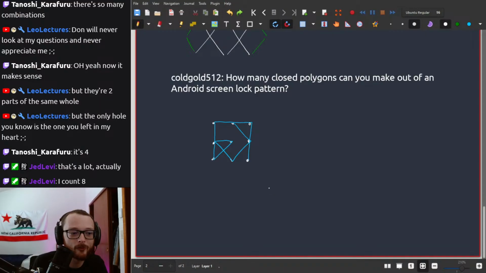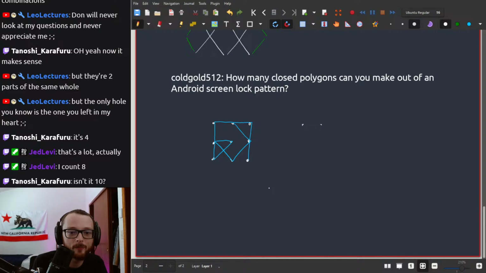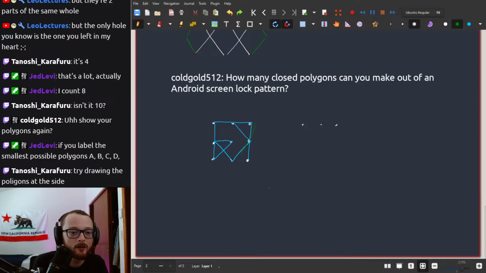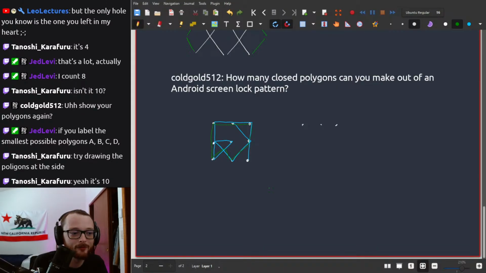I just kind of randomly made those lines too. I wasn't even thinking about it. 10? Maybe. I don't see 10, but it's possible. I don't know. Show my polygons again? Okay, so there's 4 small polygons. This combination of 2 makes 5. This combination makes 6. 7. 8. I guess 9? I'm not really doing a good job keeping track of these.